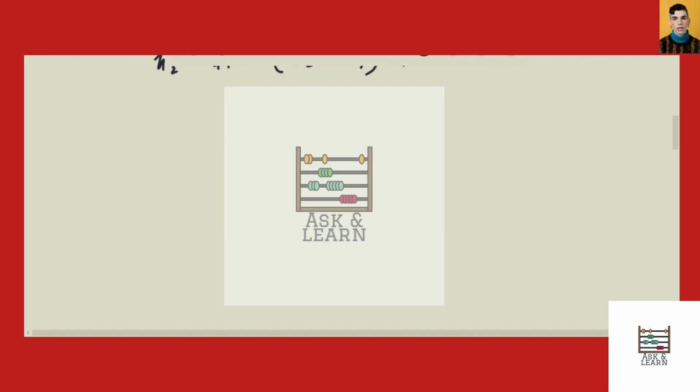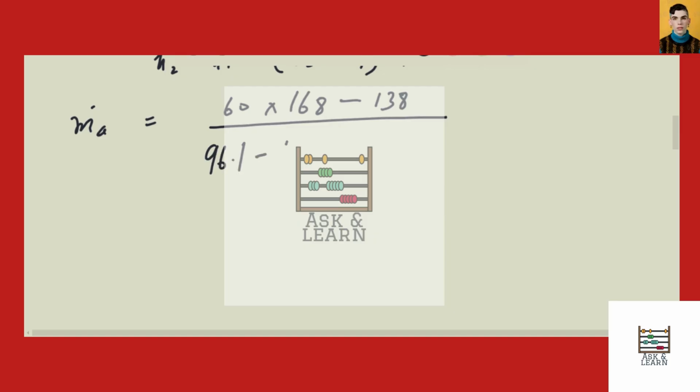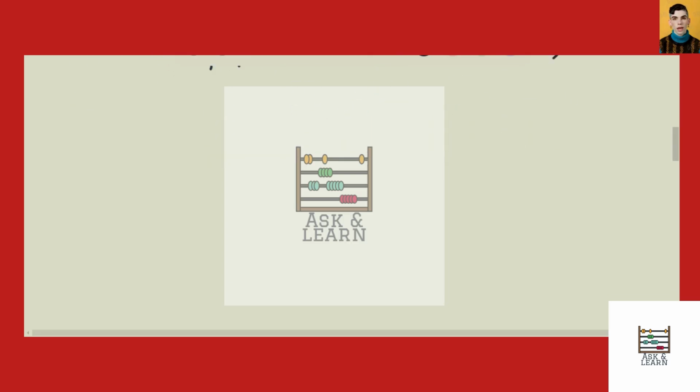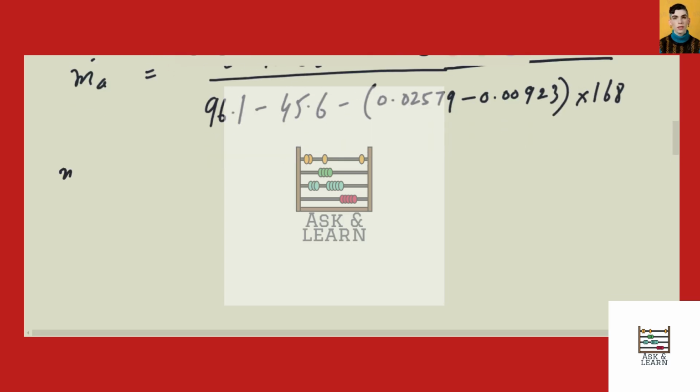So now we put the values over here and we get MA is equal to 60 into 168 minus 138 divided by 96.1 minus 45.6 minus 0.02579 minus 0.00923 multiplied by 168. So MA is equal to 37.72 kg per second.